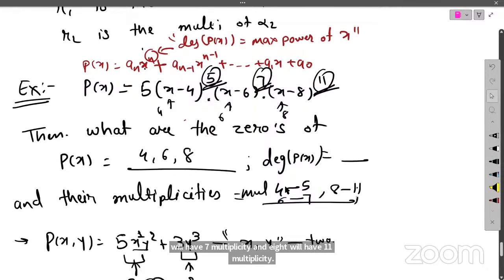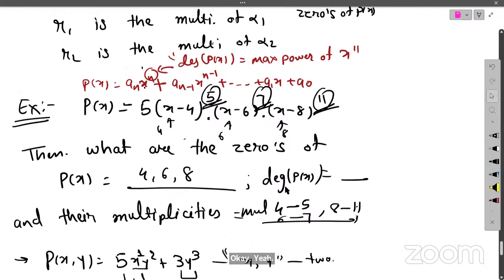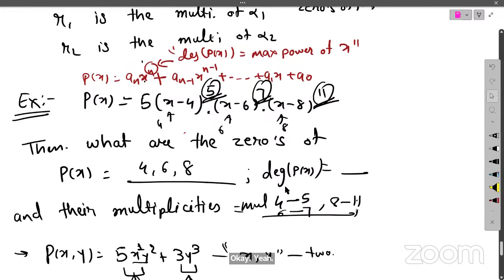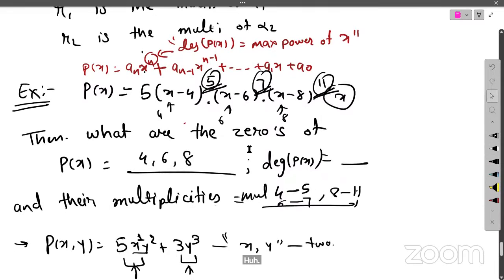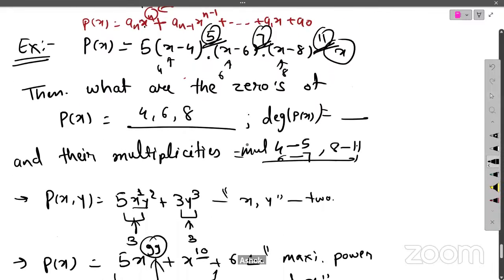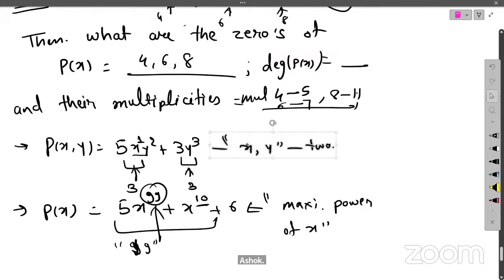Ma'am, if we have x minus 4, x minus 6, x minus 8, and one more x there, then we need to take x equal to 0 as a root. Correct. Then 0 will be a root with multiplicity 1. Okay, yeah, I had the same doubt. So okay, fine. And then the degree will also become 24.